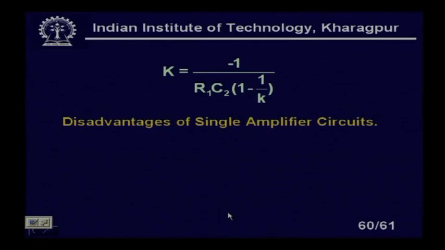Now, what is the disadvantage of the single amplifier structure? One problem is that the sensitivities are rather high if you compare with the state variable structures. Also, the tuning is very difficult in this type of filter. What is tuning? Let us go back, it will be more clear.